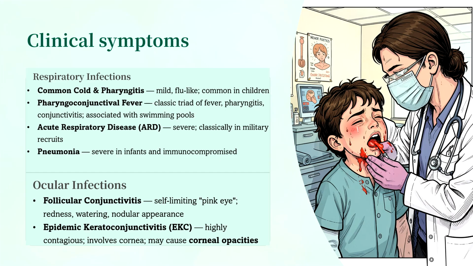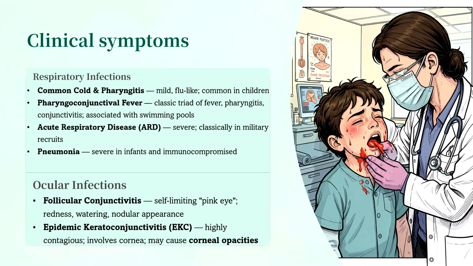The second thing is the pharyngoconjunctival fever. The pharyngoconjunctival fever is one of the classical syndromes caused by adenoviruses. It is characterized by a triad of fever, pharyngitis, and conjunctivitis. Transmission occurs through contaminated water, respiratory droplets, or direct contact.